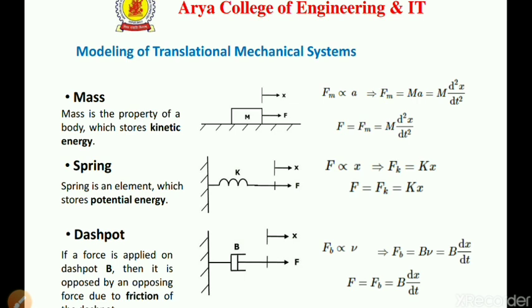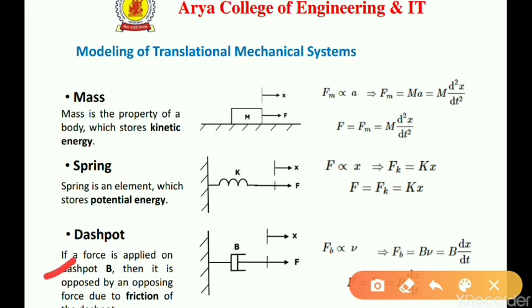Dashpot is also named as damper. If a force is applied on the dashpot, it is represented by B. It is opposed by an opposing force due to friction. So we have an opposing force due to friction, and that opposing force you can see in this image, and we have applied the force in this direction, and similarly we have the displacement in the same direction.